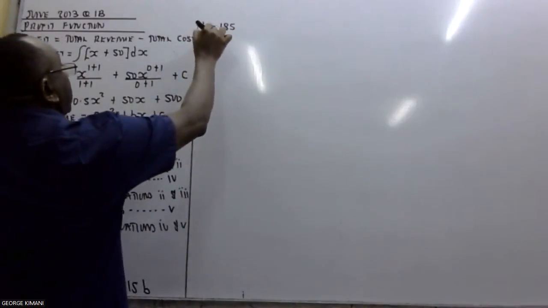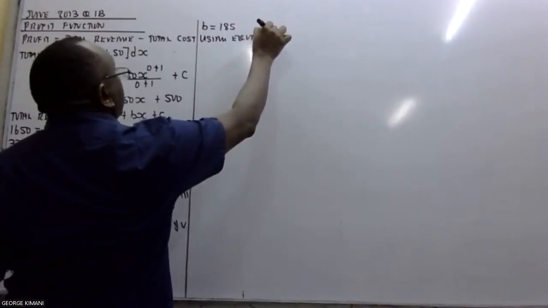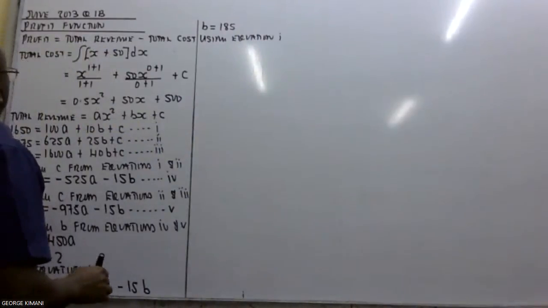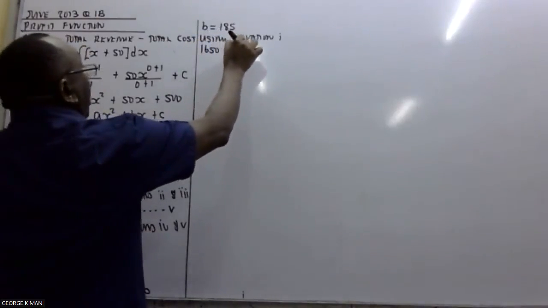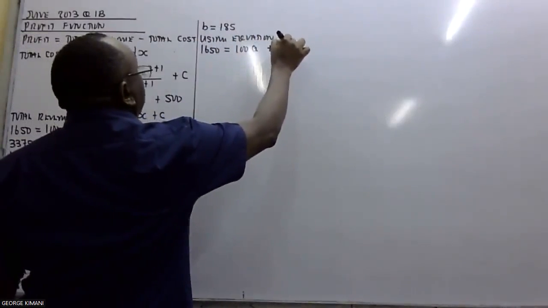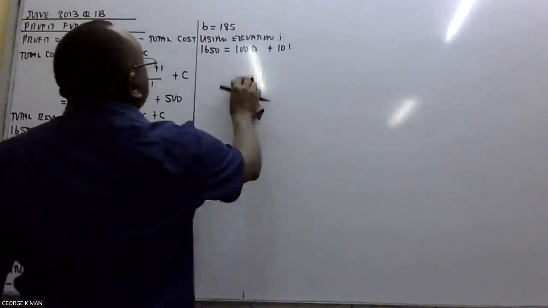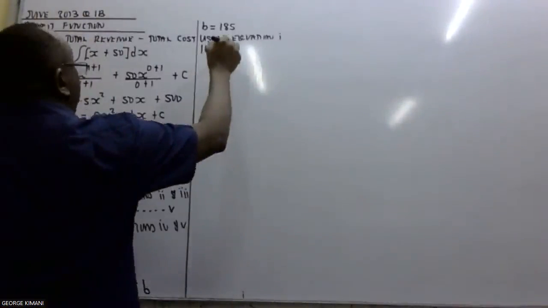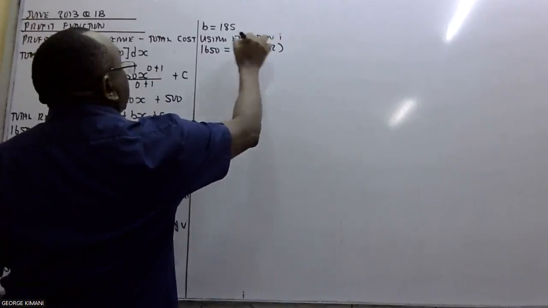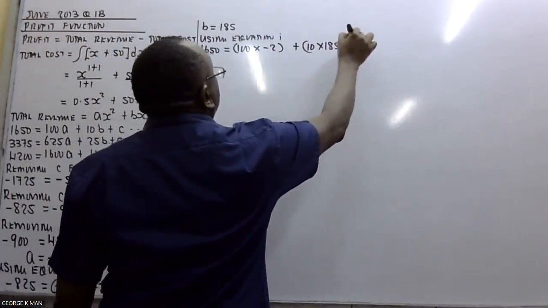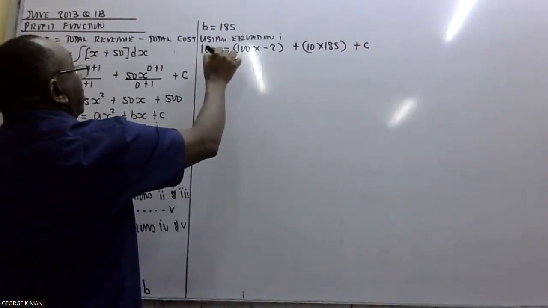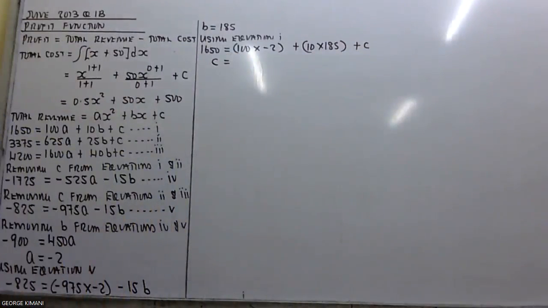Then using equation one, we shall have 1650 being equal to 100A plus 10B plus C. Oh, sorry, now we know A and we know B. So it will be 100 times minus 2 plus 10 times 185 plus C. So tell me C is what? C is zero.